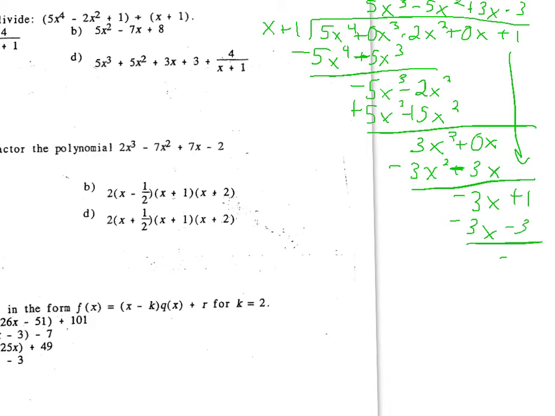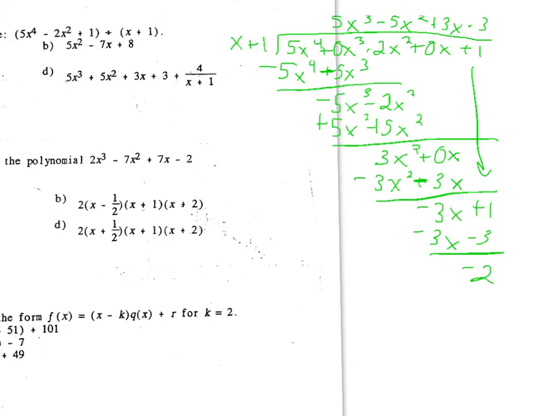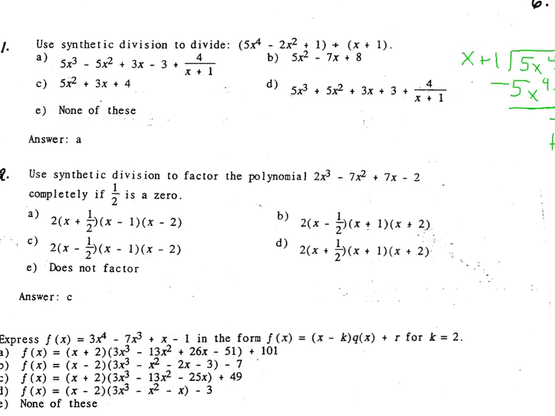And we will get negative 2 as our remainder. Oops, I forgot to change the sign. So that'll actually be plus 4. So that would be choice A.